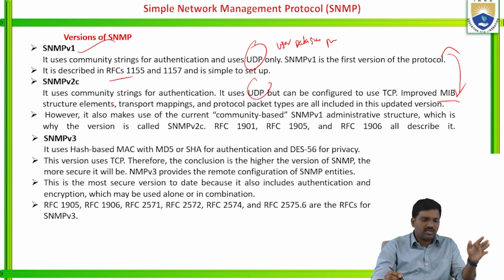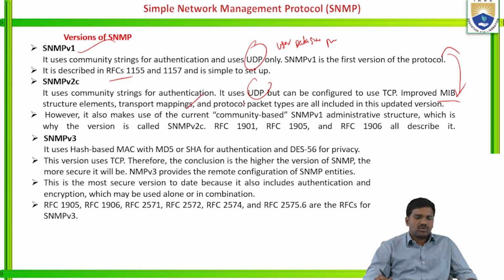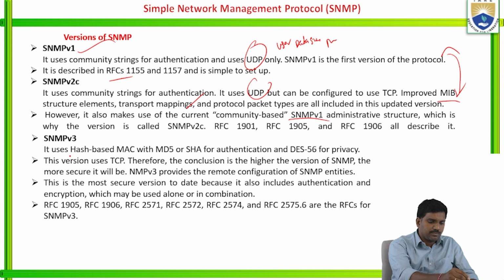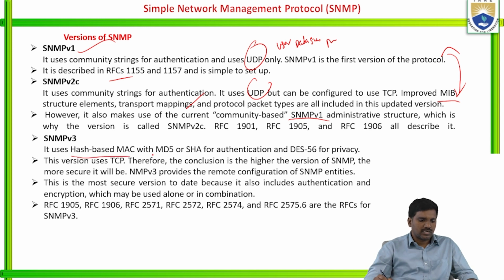MIB involves structure elements, transport mapping, and protocol packet types, which are included in this updated version. However, it also makes use of the current community-based SNMP V1 administrative structure, which is why the version is called community-based, RFC 1901, 1905, like that. Next, the last and updated version is SNMP V3. It is hash-based MAC, with MD5 or SHA for authentication and DES56 for privacy. This version uses TCP. Therefore, the conclusion is that the higher the version of SNMP, the more security it has.